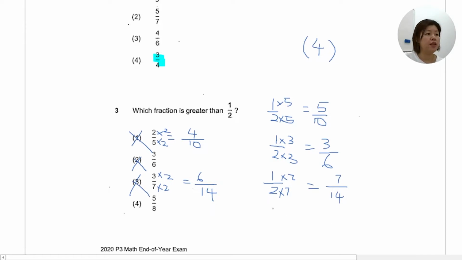So the last one will be the answer. Let's double check. It's half, so I times 4, it is 4 over 8, and it's greater. So the answer is number 4.